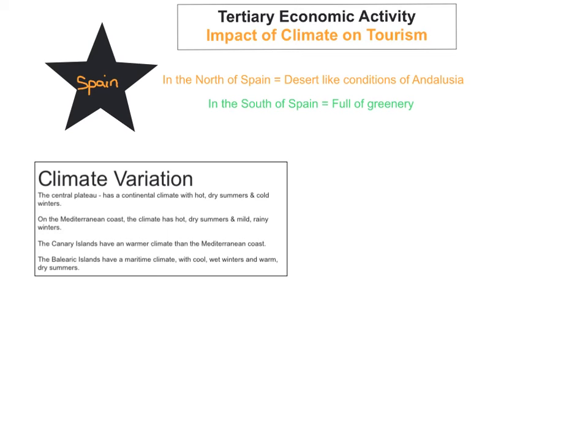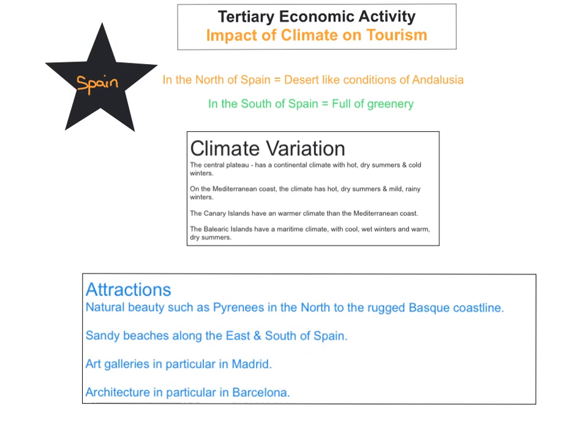And then also you've got the transport and communications, with the airports, roads and railway services that allow people to access Spain quite easily. And then they have the hotels and the infrastructure to cater for the large number of people that come to Spain each year. So there I've put some of the attractions of Spain. These are some of the reasons why tourists flock to Spain in large numbers each year.